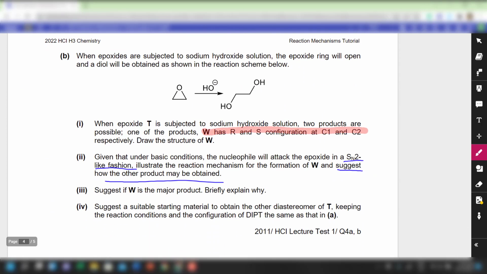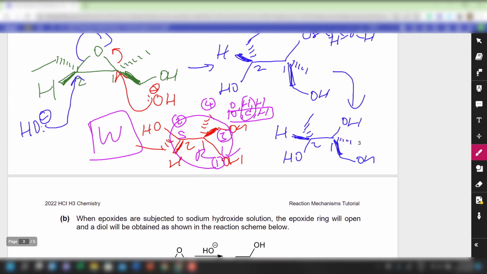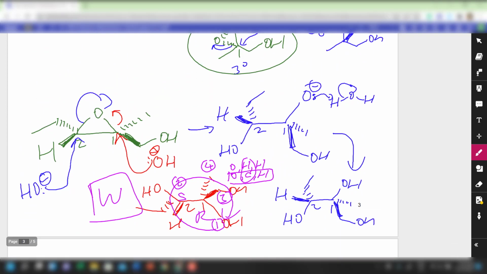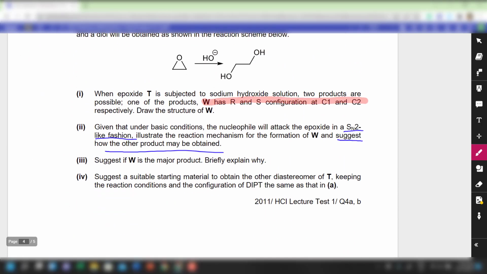Then B part 3 asks if W is the major product, and to briefly explain why. W is not the major product. As we have seen above, carbon number 1 is the tertiary carbon, and carbon number 2 is a secondary carbon. Because of that, carbon number 1 is more sterically hindered compared to carbon number 2. So in that case, SN2 will not be preferred at carbon number 1. Therefore W is not the major product.